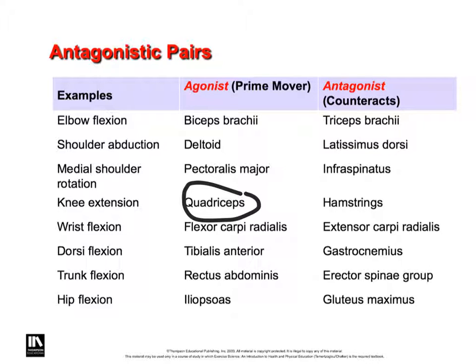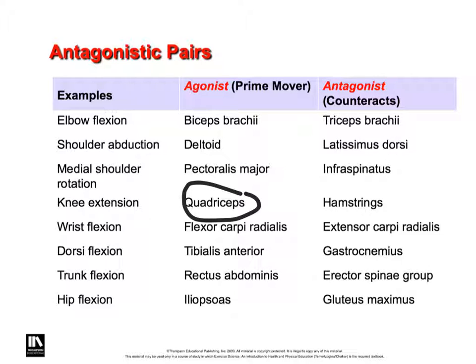Wrist flexion is flexor carpi radialis. Opposite of flexion is extension, so extensor carpi radialis. Dorsiflexion, so putting my toes closer to my shin bone. And as soon as I do that, my tibialis anterior works. Whereas if I do plantar flexion, planting my foot into the ground, it's my gastrocnemius.